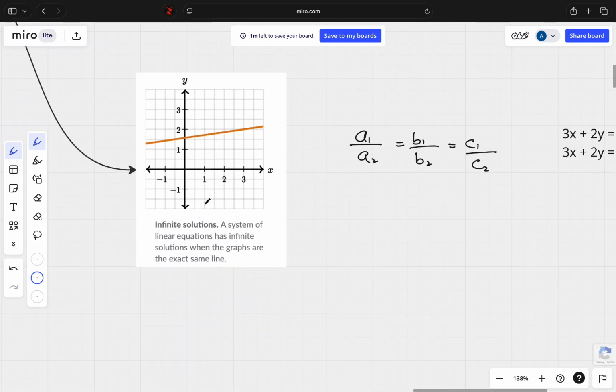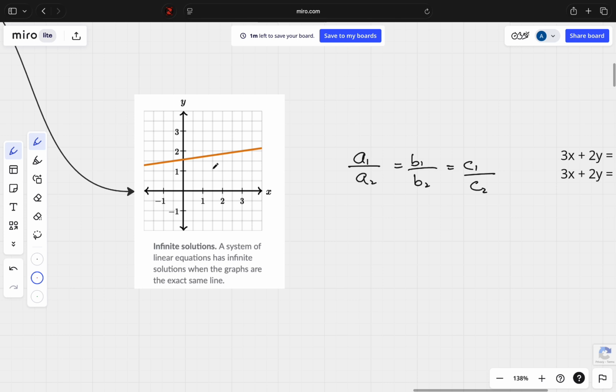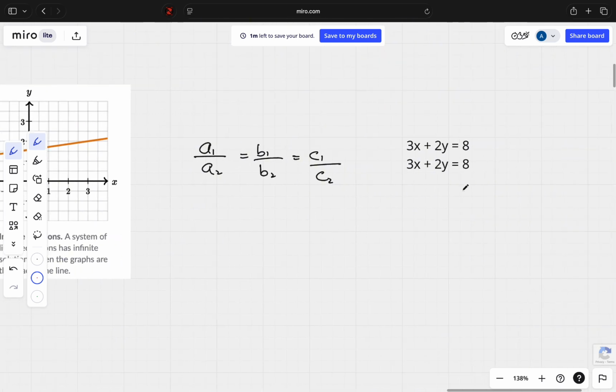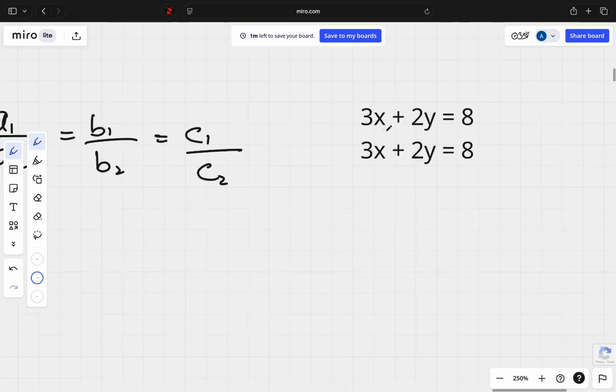And then the third case is if it's infinitely many solutions. Basically that means everything is equal. So if two equations look identical, it's going to be infinitely many solutions.